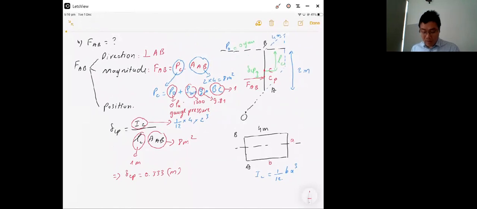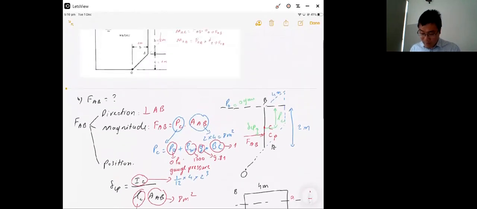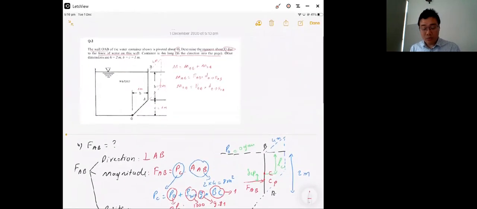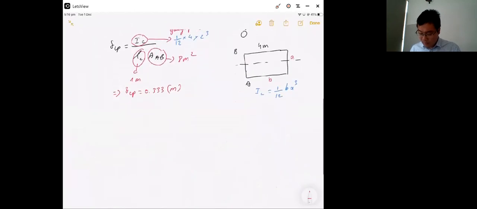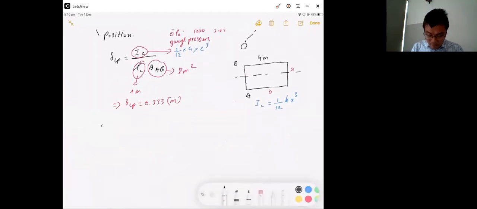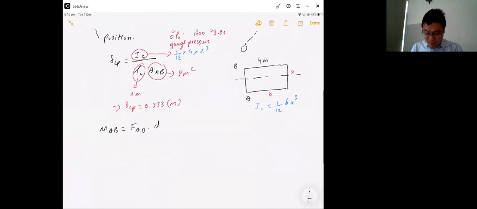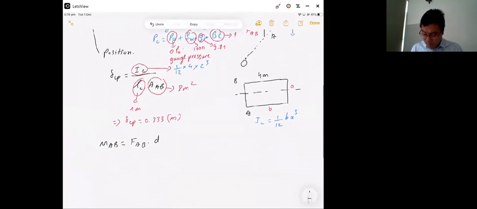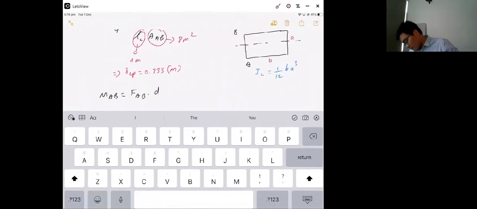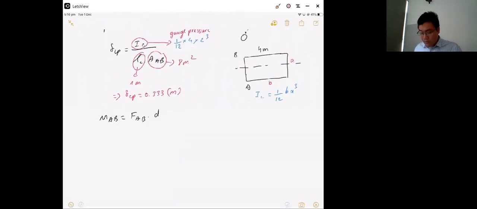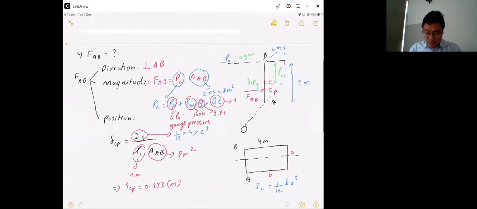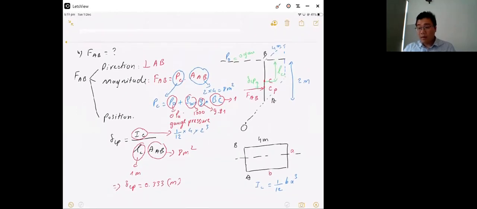the position. So what you have to find here is the moment due to FAB. So moment AB will be equal to FAB times the distance from O to FAB. Okay, one question.